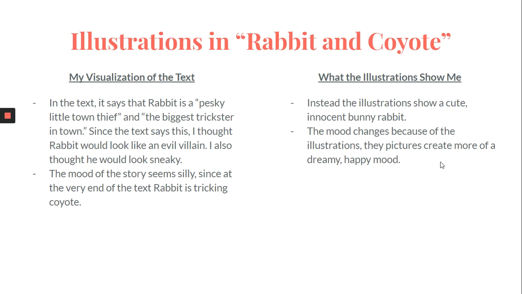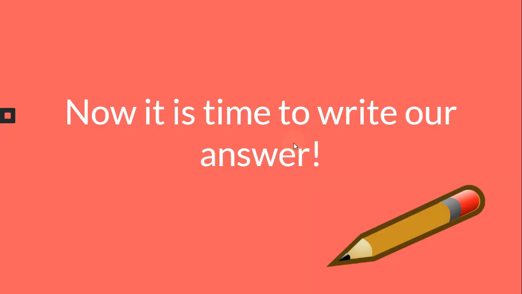Now, the mood changes in the story. So I thought it'd be silly, maybe kind of like a Looney Tune where the farmer's chasing the rabbit in circles, being kind of silly. But the mood actually shows me more of a happy, dreamy book. It's not really a silly story. So, does my mental image and the illustrations actually match?